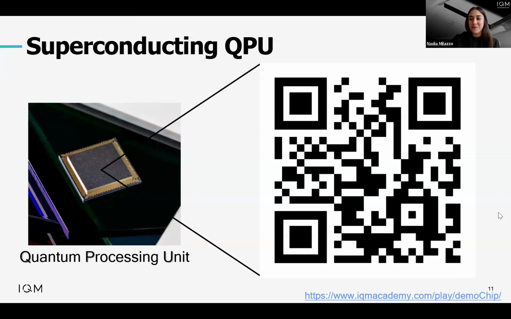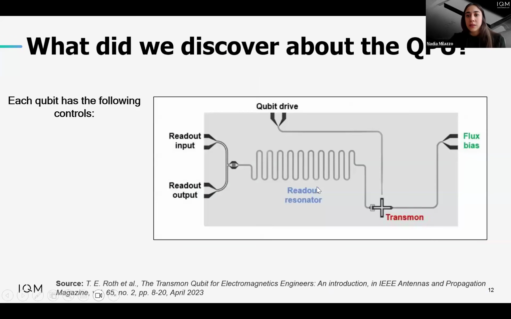Okay, so let me go back to the slides. Perfect. Okay, let's go on. What did we find about this QPU? Each qubit in a superconducting QPU will have the following controls. There is the readout resonator, here highlighted in blue, that is used to infer the qubit state. So when we want to know something about our qubit, we need to measure. And this is what happens here with the readout resonator.